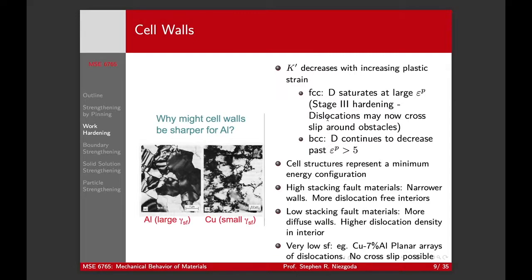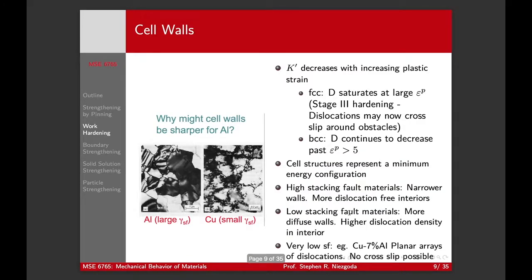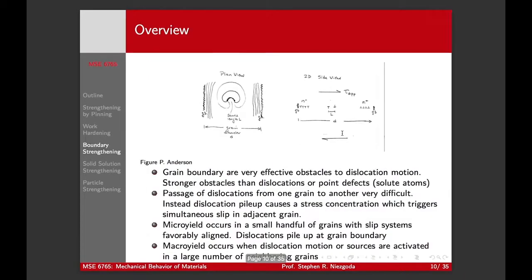This is our stage 3 hardening, right? In FCC metals, our cell size, D, eventually stabilizes, right? And that's what we call the onset of that stage 3 hardening, if we go back here.